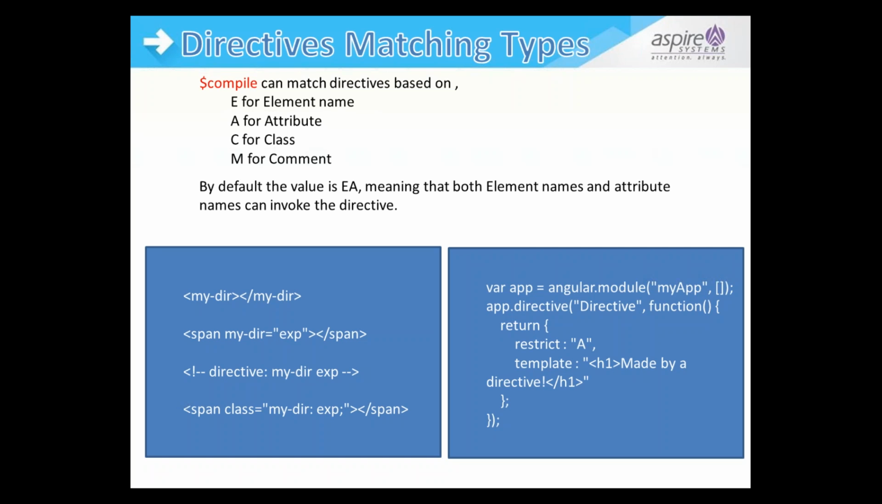So next property. I showed something called restrict, right? If you are going to say restrict A, you can only use it like this. If you use it like this, it won't work. You can also say restrict A, E, C, M, which means you can use the directive in all four different ways. And if you don't give a restrict, don't worry, by default it is EA. Okay?